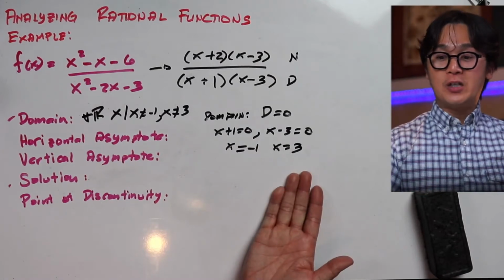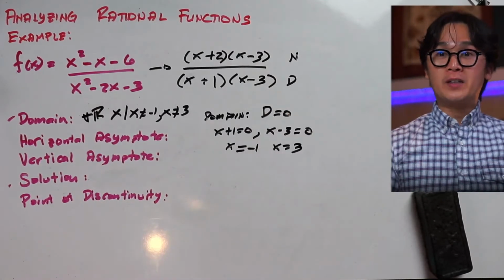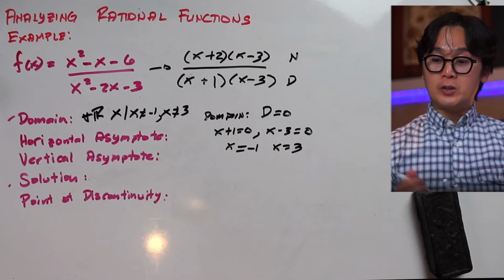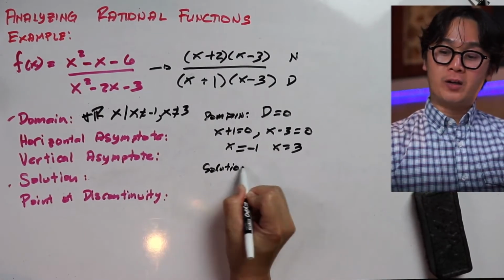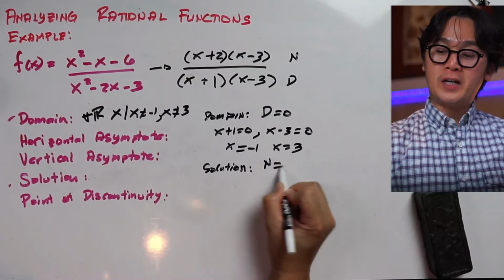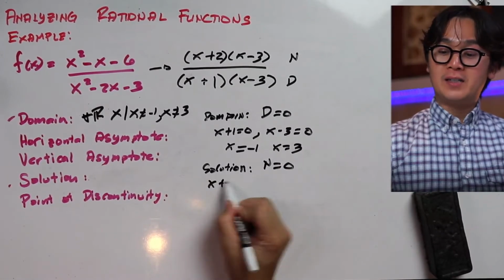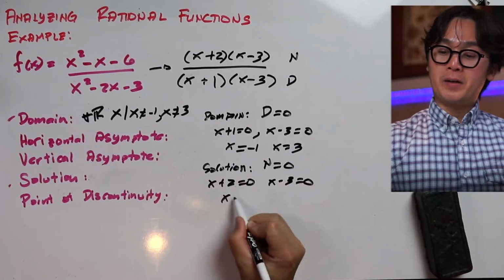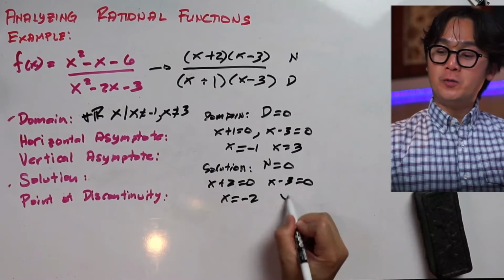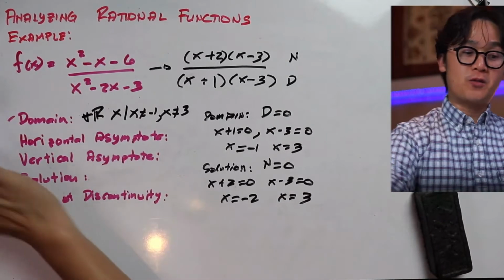So now that we found the domain, by setting the numerator to 0, we'll be able to find the solution of our function. So the solution in our rational function will be numerator equal to 0. So the zeros of our numerator are going to be x equal to -2 and x equal to +3.